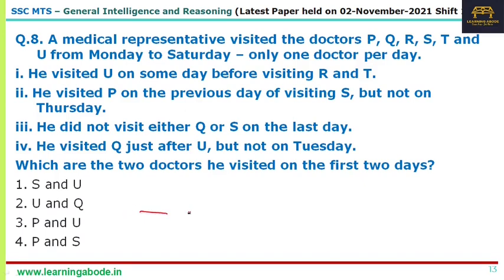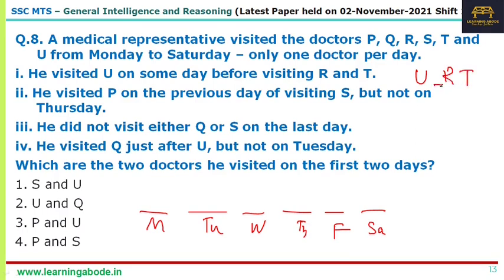So here, let's place the 6 days, right? Monday, Tuesday, Wednesday, Thursday, Friday, and then Saturday, right? Now he visited U on some day before visiting R and T. So U, R, T, okay, in between there could be some days we don't know. So U, R, T is one piece of information that we have here, and he visited P on the previous day of visiting S, but not on Thursday. So P and S together, that is one piece of information, and P not on Thursday.